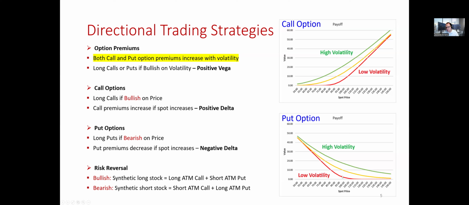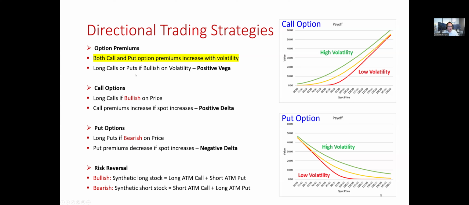You can see as volatility is increasing, option premiums for both calls and puts increase. And so if you want to just trade volatility, you could just be long a call option or long a put option, and either would work. Generally speaking, you would benefit from option volatility increasing, all other things remaining equal.